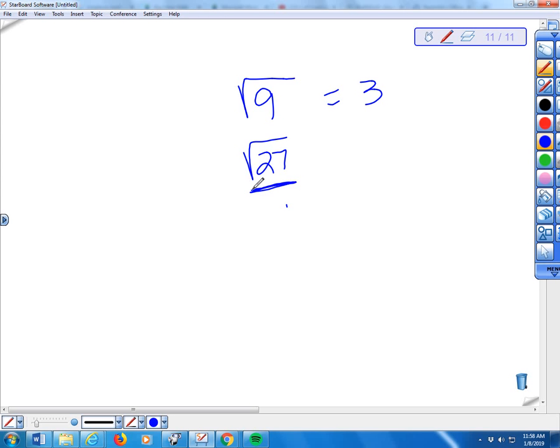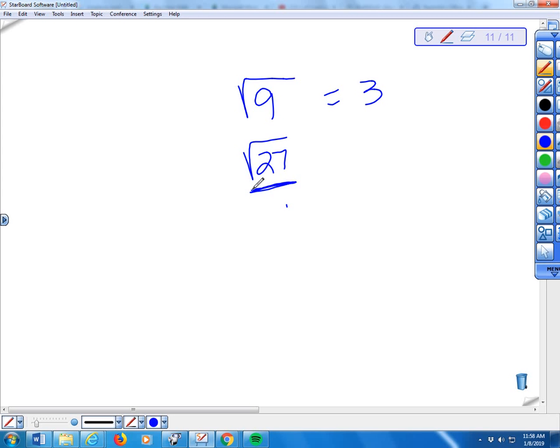And remember, your perfect squares are 1, 4, 9, 16, 25, 36, 49. They're just the number squared: 1 squared, 2 squared, 3 squared. Those are your perfect squares. Okay, so I need a perfect square that goes into 27. What is that? What are your perfect squares again? I just went through them.